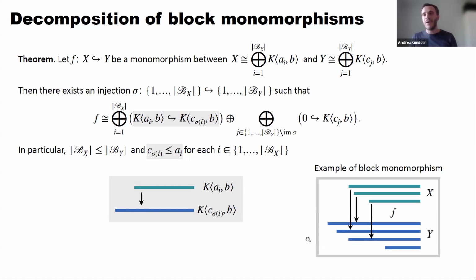And in this picture, we have the general situation of a block monomorphism, with these arrows representing the components of the decomposition. And we already see that we can interpret these arrows as a matching, which is what I'm going to do in this presentation.